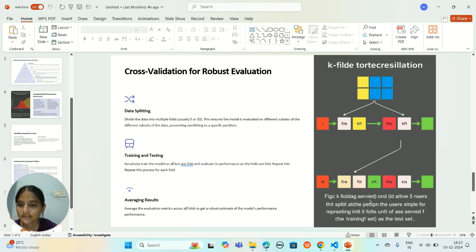Training and testing. Iteratively train the model on all but one fold and evaluate the performance on the held-out fold. Repeat this process for each fold. Averaging results. Average the evaluation metrics across all folds to get a robust estimation of the model performance.